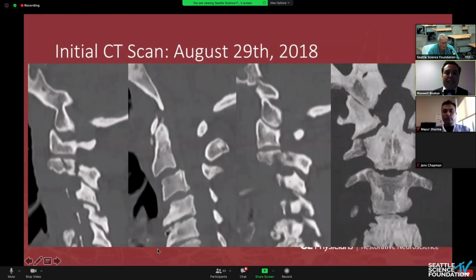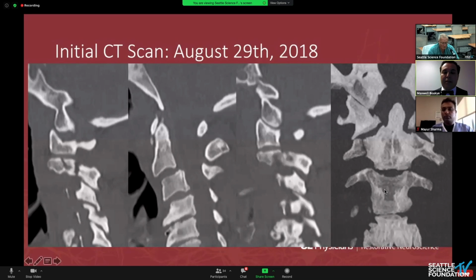This is the initial CT scan on presentation. We can see with the image on the left, the traces of fracture through the pars. On the next image, we can see some translation of the C2 vertebral body on C3. The next image, we can see the fracture through the pars and pedicle. And then the coronal image, we can see the fracture through the right transverse process of C2.